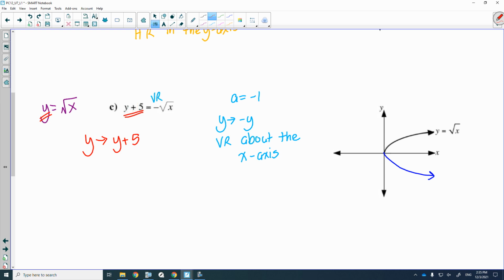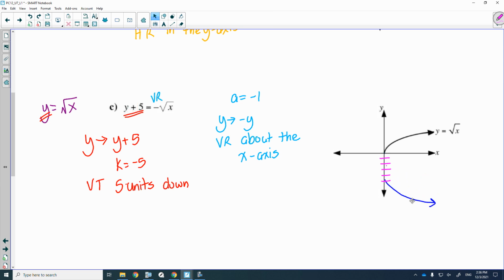That, remember, is a k parameter. K would be equal to -5. And what's happening there is that it's going to be a vertical translation 5 units down. So where my graph currently is, it's going to move down 5 units. And that would be the transformed graph after the two transformations of the reflection and the vertical translation.